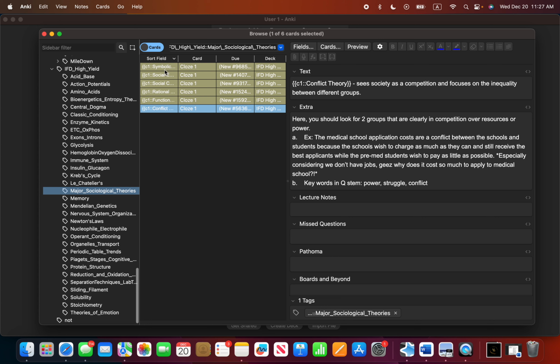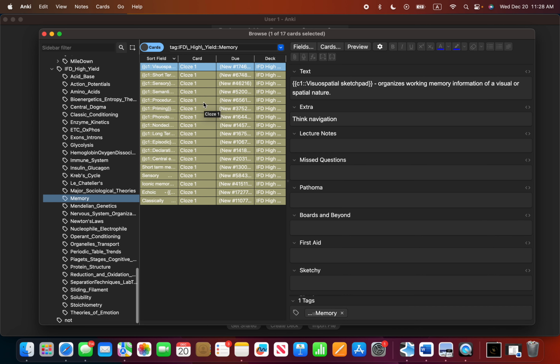So we had symbolic interactionism, functionalism, conflict theory, rational choice theory, and social constructionism theory. Social constructs are things that we give meaning to, like experience and knowledge. We see doctors as cool people who know a lot about our health. And social exchange theory is basically cost and benefit.